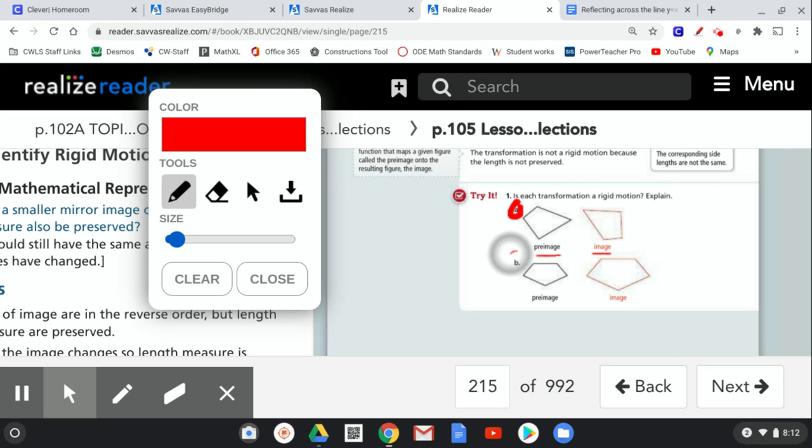If you look at both of these, we just have to see, do the figures look the same? In the first one they do, it looks like this is just going to be a rotation. In the second, you can see the second one got big. So that's not a rigid motion, because even though they look like the same figure, you can definitely tell that these sides are going to be longer in the image than the pre-image. So the first one is a rigid motion, or an isometry.